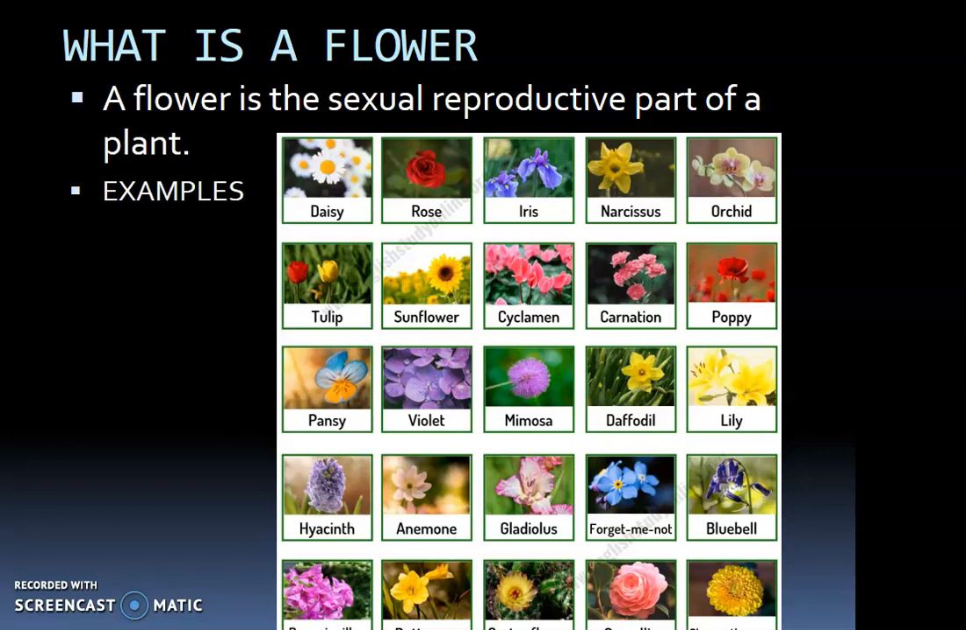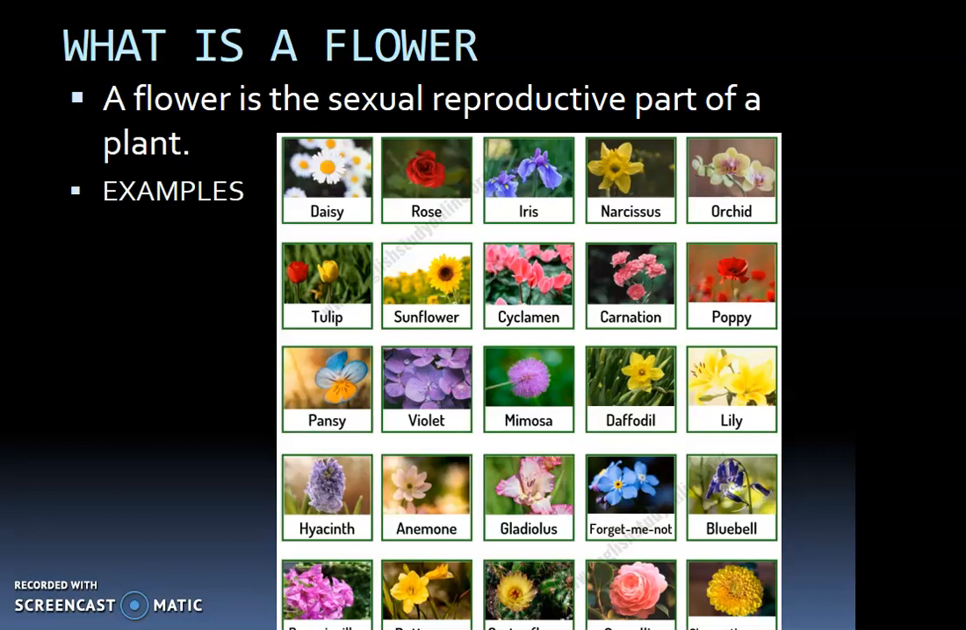A flower refers to the sexual reproductive part of a plant. What this means is, for the plant to be able to produce young ones of its own kind, it needs the flower. And this is with reference to flowering plants. For flowering plants, the next generation of young ones that will look and be just like them depends on their ability to bear flowers and the flowers to function sexually.